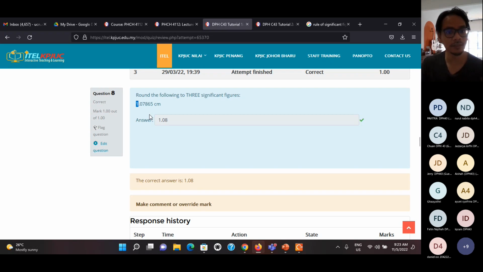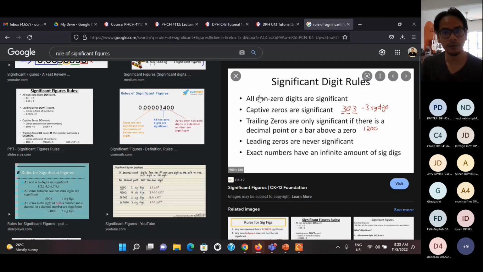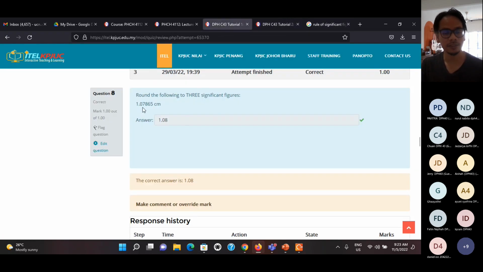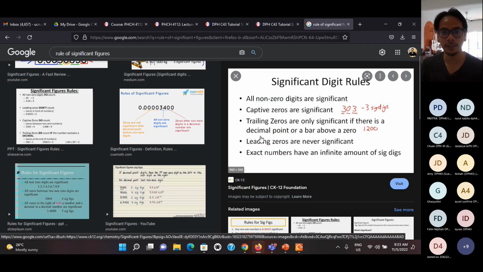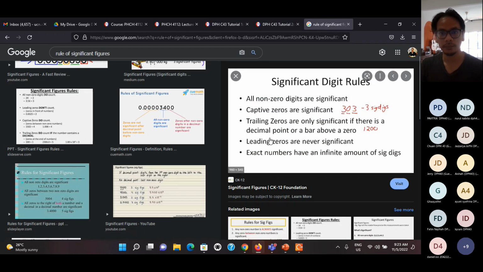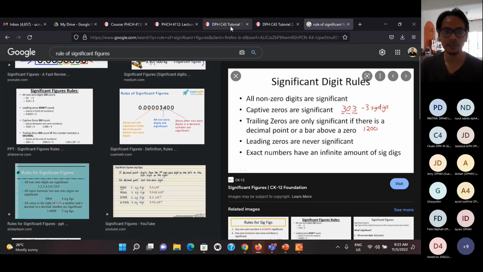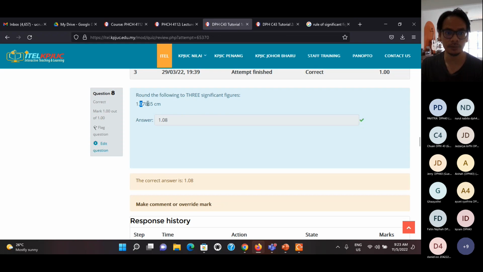Okay, satu ni significant ke tidak? So macam rule kita tengok tadi, all non-zero digits are significant. So satu ni adalah significant. Kemudian kita tengok kosong. Kosong ni significant ke tidak? So kalau kamu nak tengok kosong ni significant ke tidak, kamu tengok dekat apa nama? Captive zeros are significant. Ataupun kamu tengok dekat sini, trailing zeros are only significant if there is a decimal point. So based on these two rules, kosong ni diapit oleh 1 dan juga 7 dan juga dia ada titik perpuluhan. So kosong ni adalah significant.